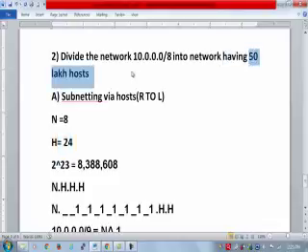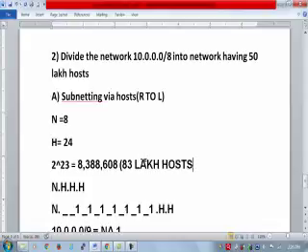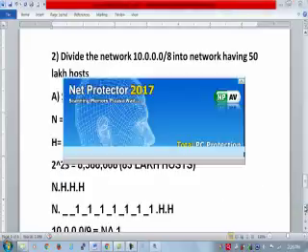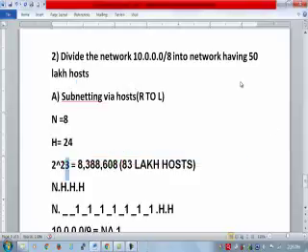I want 50 lakh machines to be connected. Obviously this is a huge network, which will be used by companies like Google, Facebook, and so forth. So I have to check where I will get 50 lakh or a number above that. I get that in 2 to the power 23, which gives 83 lakh hosts. So 23 bits, but the counting will be done from right to left.